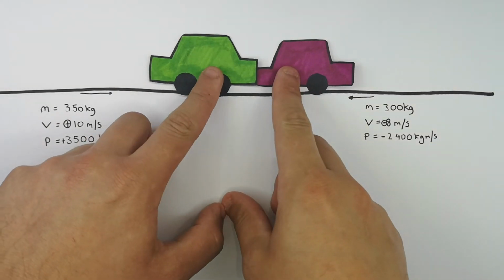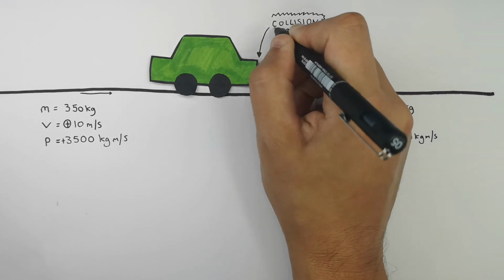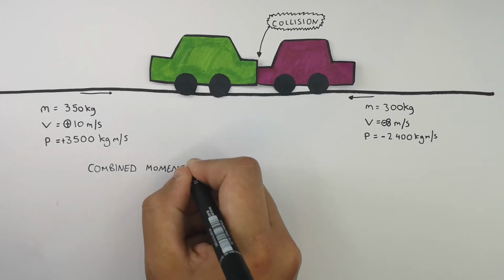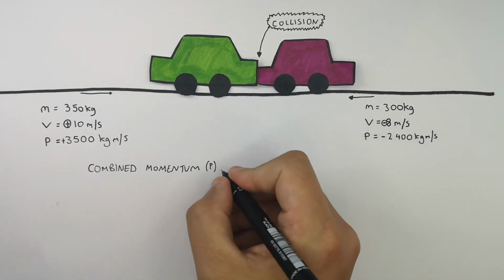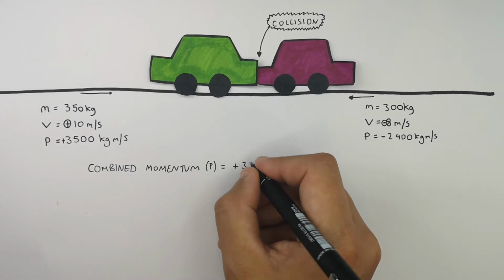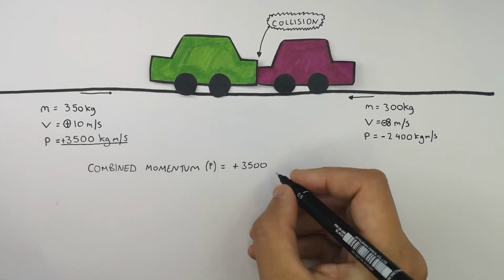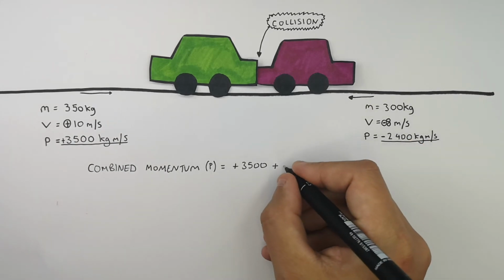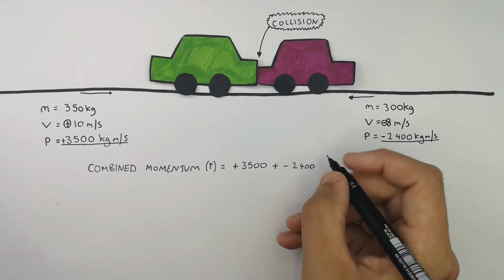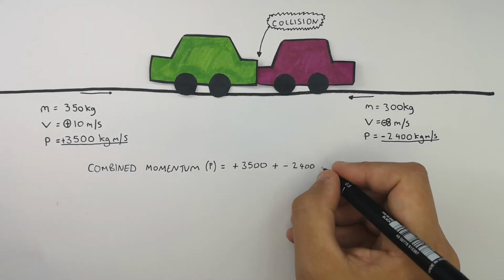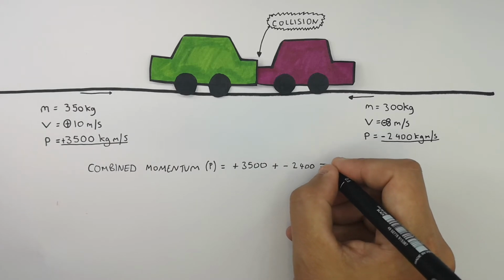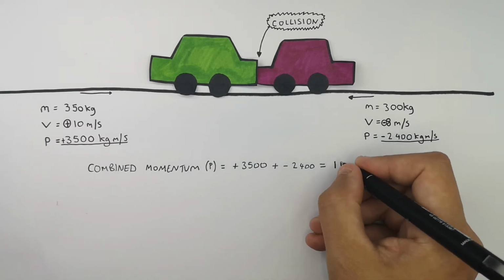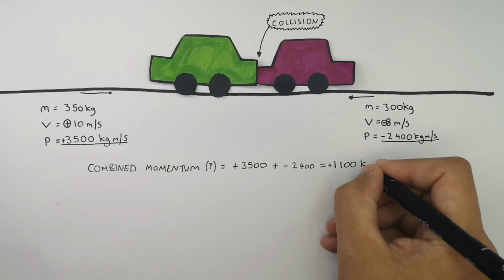And now the two cars collide. There's a collision. So to work out the combined momentum p for both the cars when they collide, you must add both of the momentums together. So it's the momentum of the green car, plus 3,500 kilogram meters per second, plus the momentum of the purple car, which is minus 2,400 kilogram meters per second. So you do plus 3,500 plus minus 2,400 kilogram meters per second. That gives you a combined momentum of both the cars of plus 1,100 kilogram meters per second.